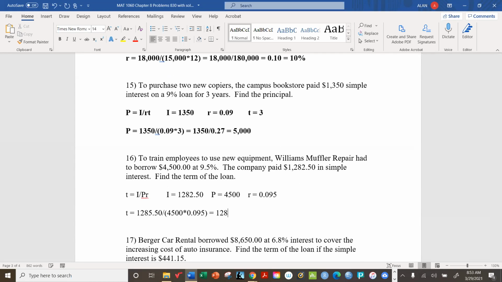So we plug those in. Now, here, when we simplify, 4,500 times 0.095 is 427.50. And that's going to be 3 years.